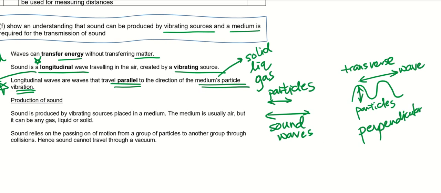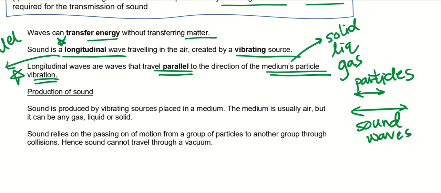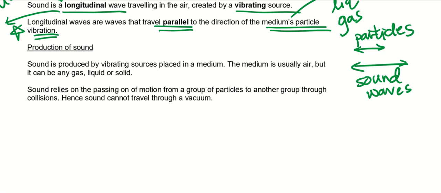Sound is produced by vibrating sources placed in a medium. It can either be solid, liquid, or gas. The medium is usually air, but it can be any gas, liquid, or solid. Sound relies on the passing on of motion from one group of particles to another through collision. So they must touch each other. That is why sound cannot travel through a vacuum. In a vacuum, there are no particles, right?